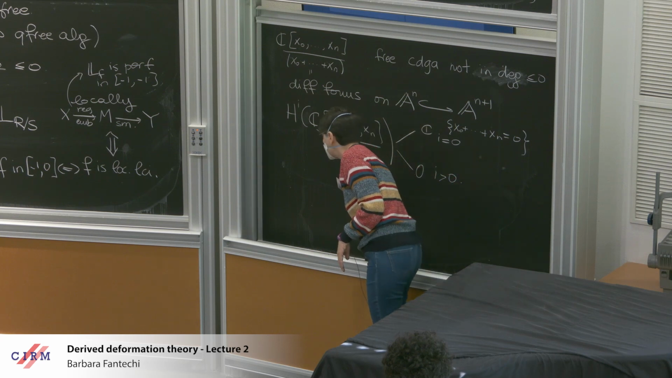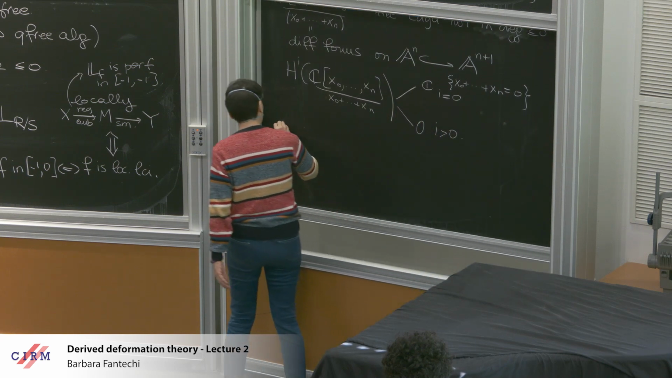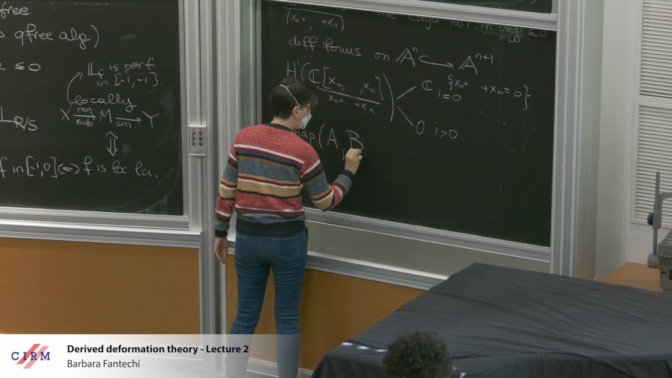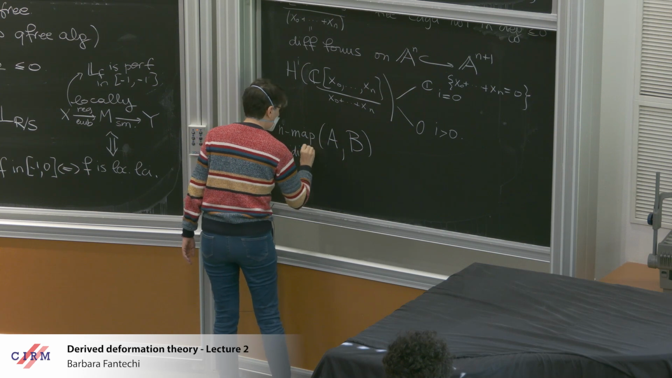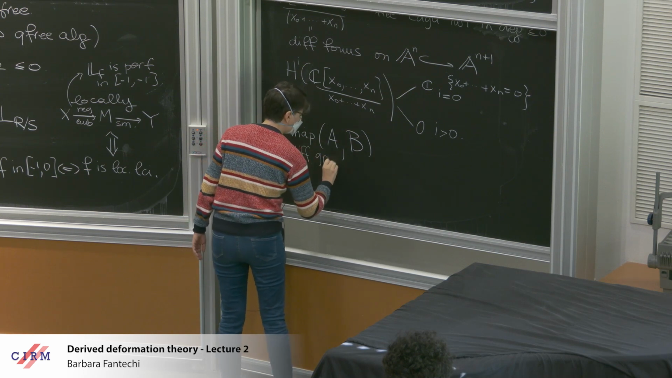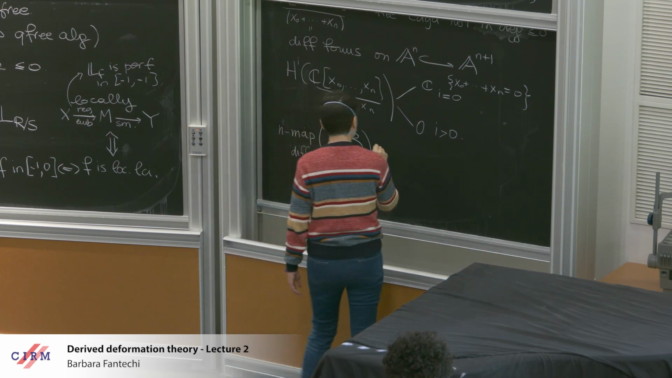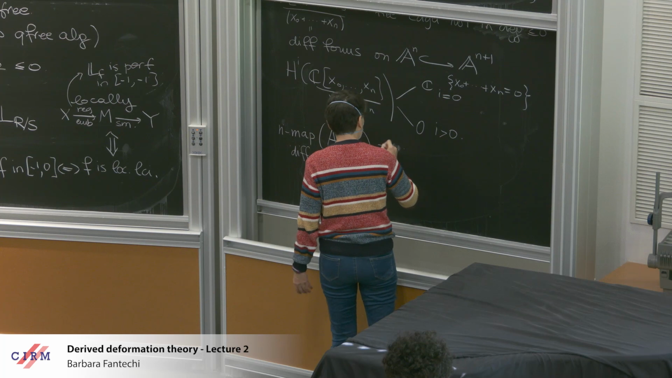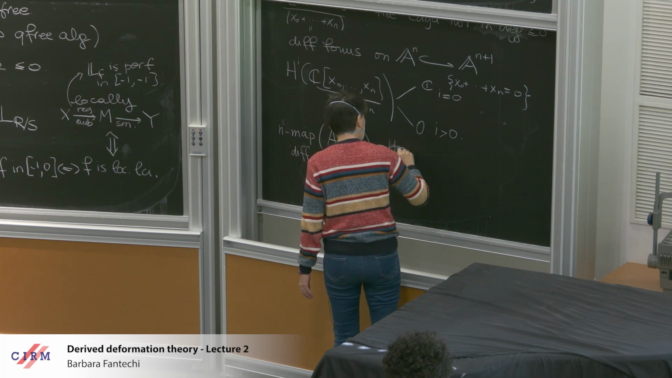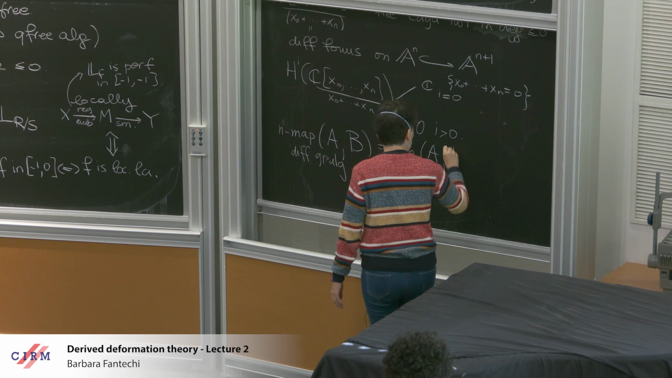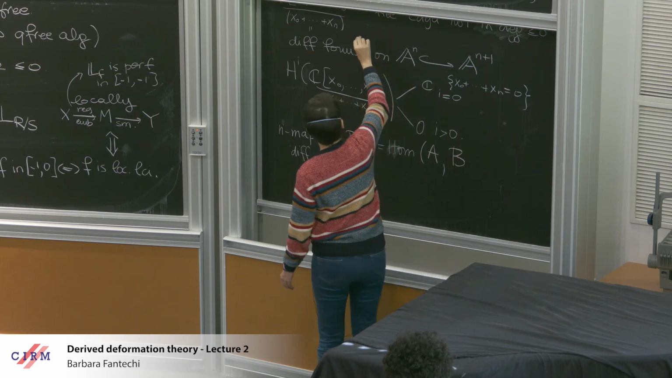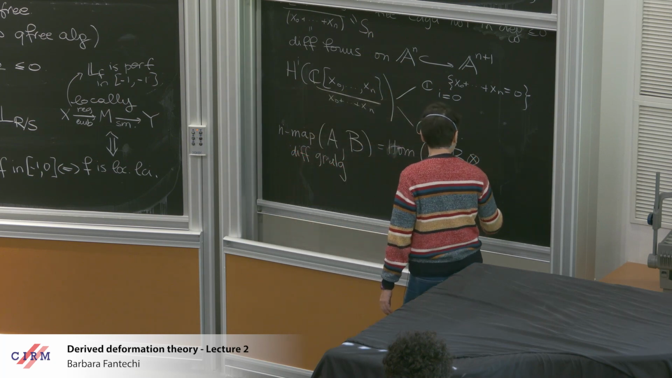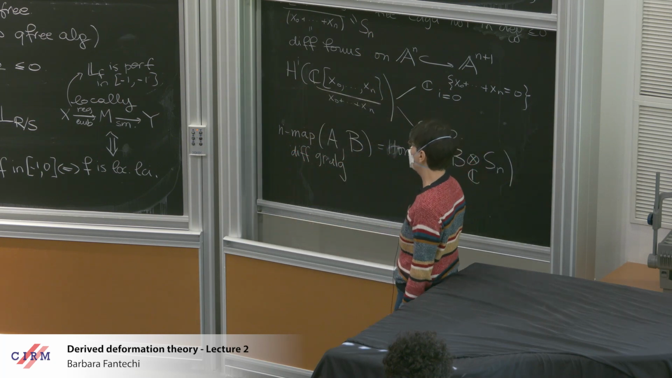And so now what is an n-map from A to B differential graded algebras? This is a usual morphism from A to B. Let me call this S_n, tensor over C S_n.